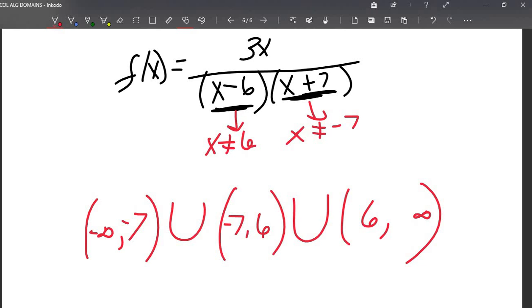2 values for x means 2 union symbols, 3 parentheses. If I had 3 values for x, I would have 3 union symbols. I don't think I'm going to have any of those, but pay attention to what this looks like. Notice I don't care about our numerator. That has nothing to do with it. Ignore the numerator, just work with the denominators.